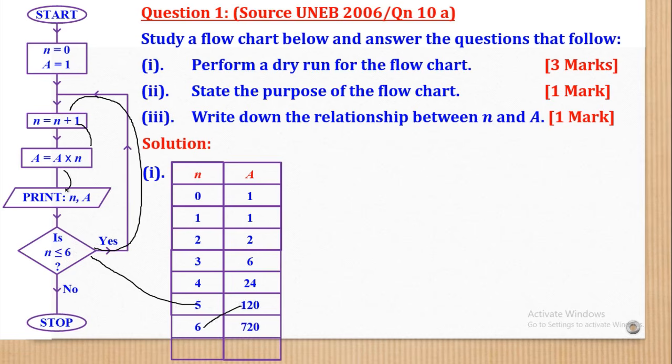Then you print and then ask yourself again. When I ask myself, this one gives you yes, because they said is n less or equal to 6. It is true. So you have to go back here, increment it by 1 to give you 7. Then from here to this box, you have to multiply this with this to give you that. Then from there you print and ask yourself again.